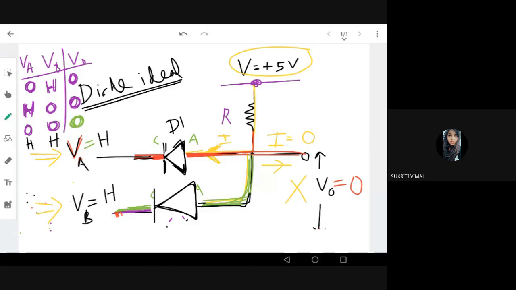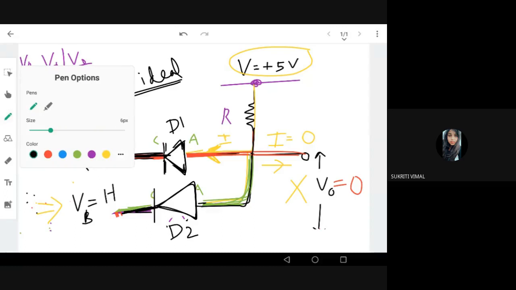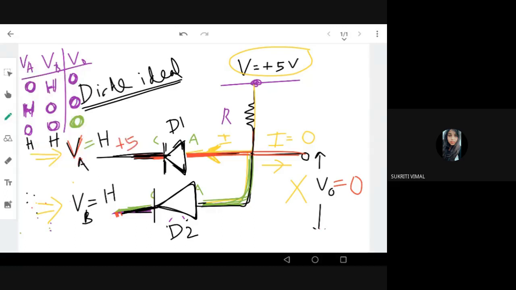In this state, both diodes D1 and D2 will be reverse biased or without any bias. Without any bias, there is no current flow through the diode, because high volt means plus 5 volt here and plus 5 volt here also. What is the potential drop across this diode? Zero, because the anode is 5 volt and the cathode is also 5 volt, right? So the diode will be in cut-off state. This will be off, this will be off.